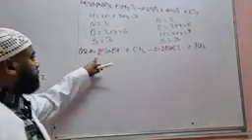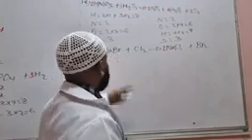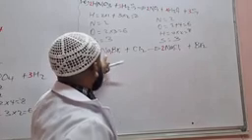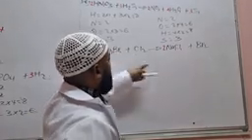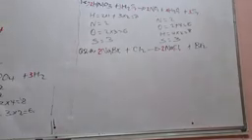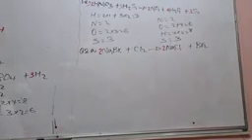Therefore, 2 sodium and 2 bromine. Here sodium is 1, bromine also 1. 2 times 1, 2 sodium, 2 times 1, 2 bromine. Here bromine is also 2 in the product side. Therefore, the equation is balanced.